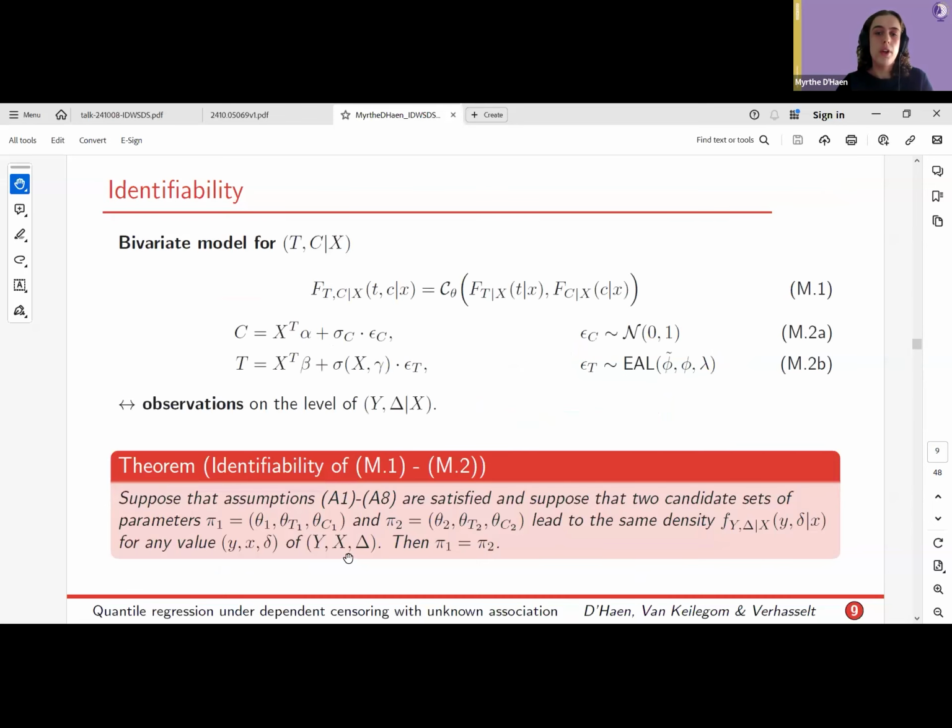Now, as already pointed out, for a simple parametric model it may seem straightforward that it would be identifiable, but of course the model is on the level of the latent survival and censoring time, whereas our observations are on the level of y and delta. So it's actually not at all straightforward to show this identifiability, but you can indeed show under a list of additional assumptions that whenever two sets of parameters yield the same likelihood contributions, then they must indeed be equal.